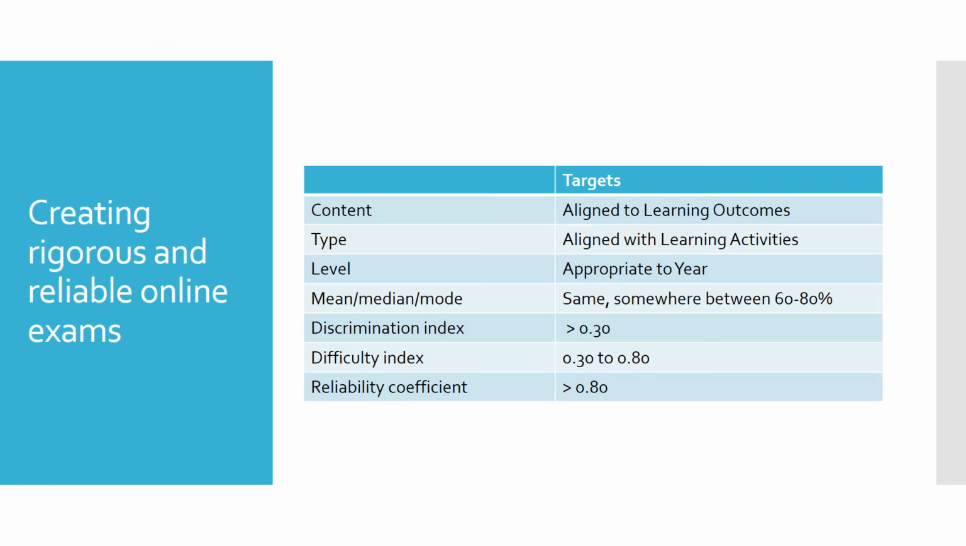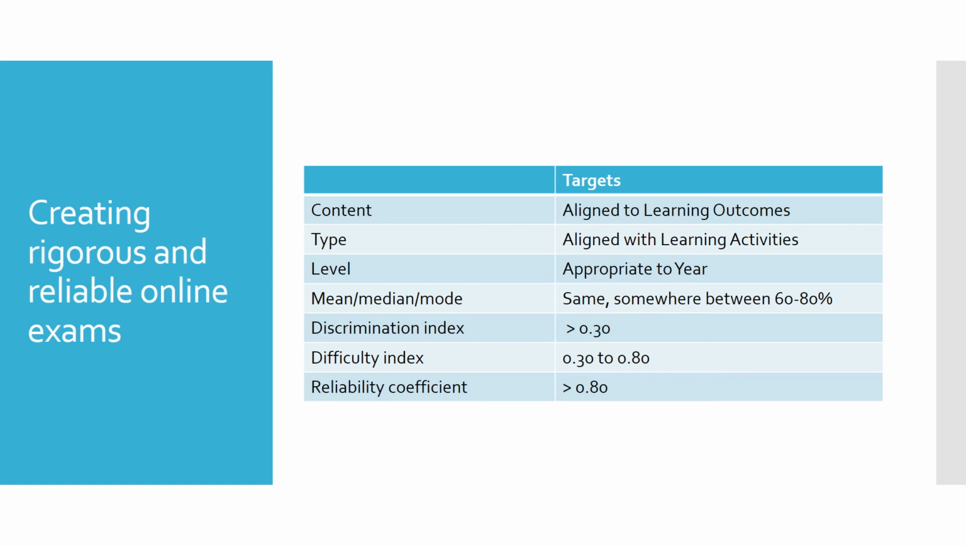So to summarize, to create a rigorous and reliable exam, you really need to think about your learning and your teaching and make sure that your content is aligned to your learning outcomes, that the types of questions that you ask, or the format of the questions, are aligned to the learning activities, and that the level that you pitch them at on Bloom's taxonomy is appropriate to the year level that your students are at.